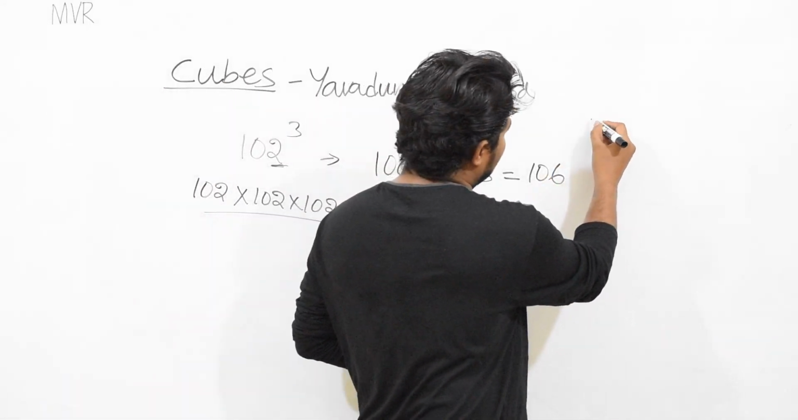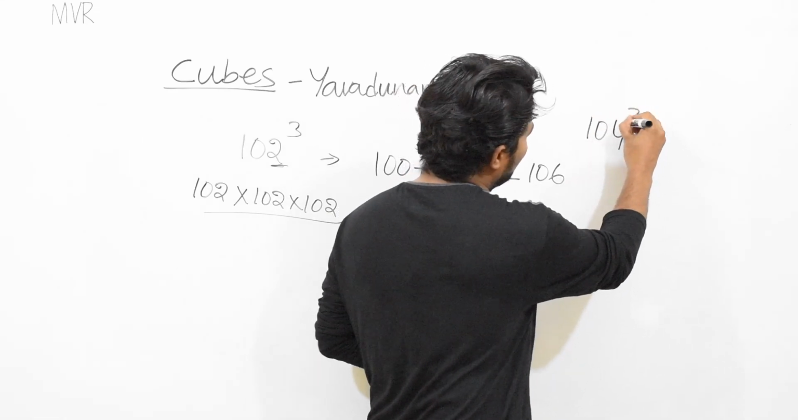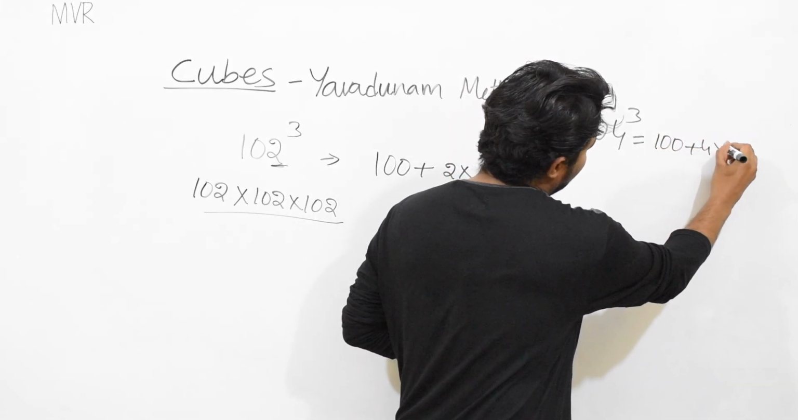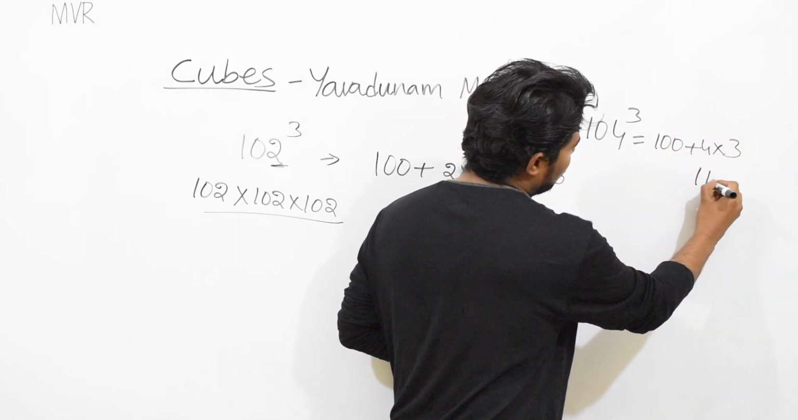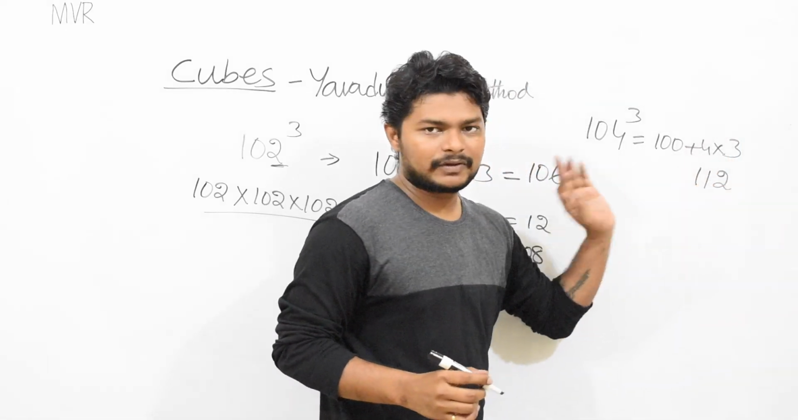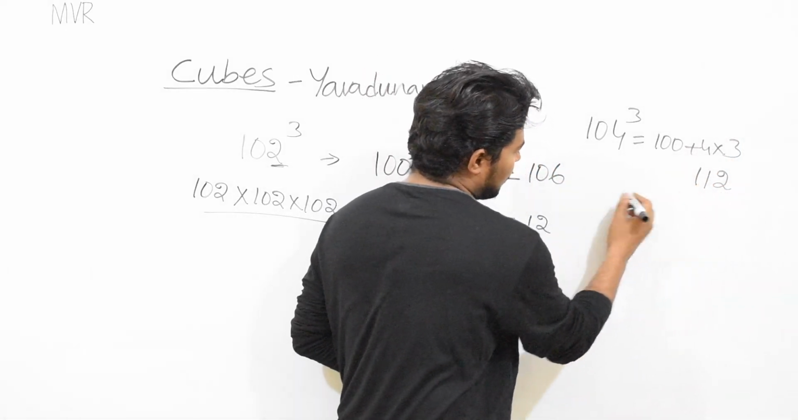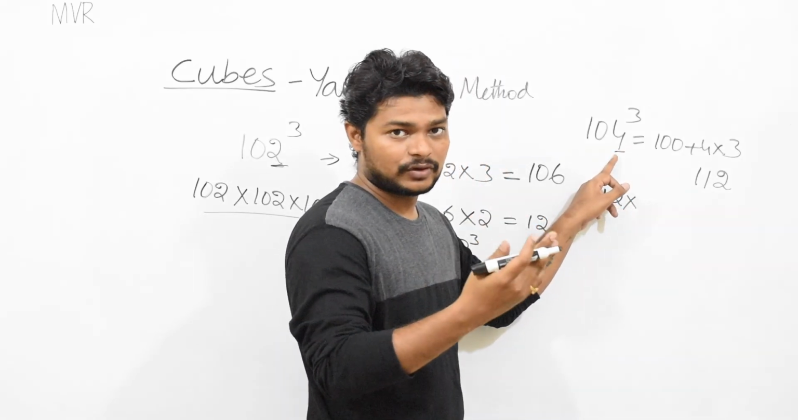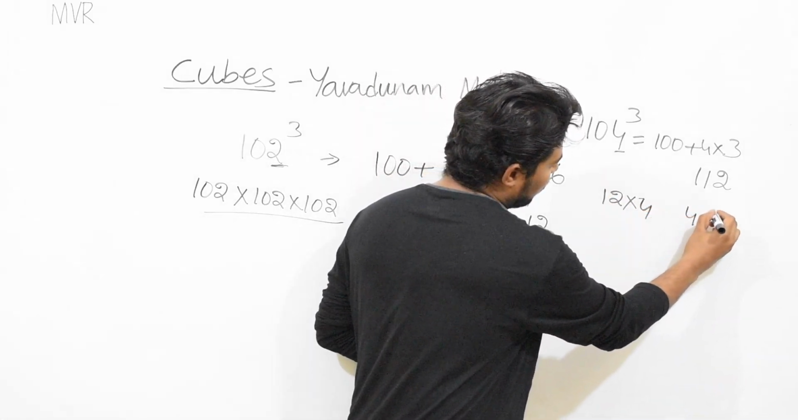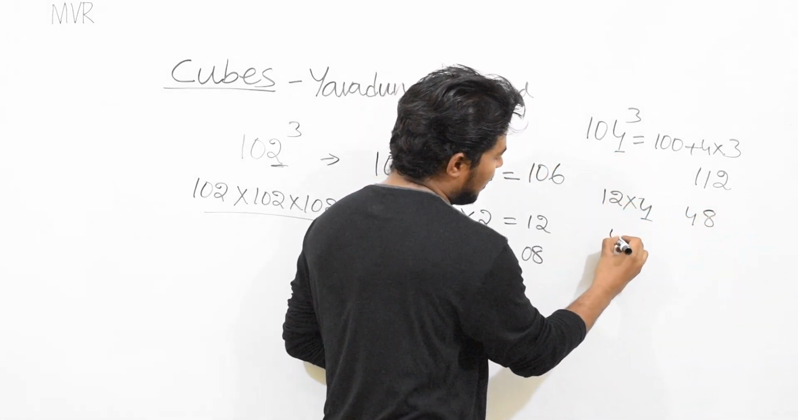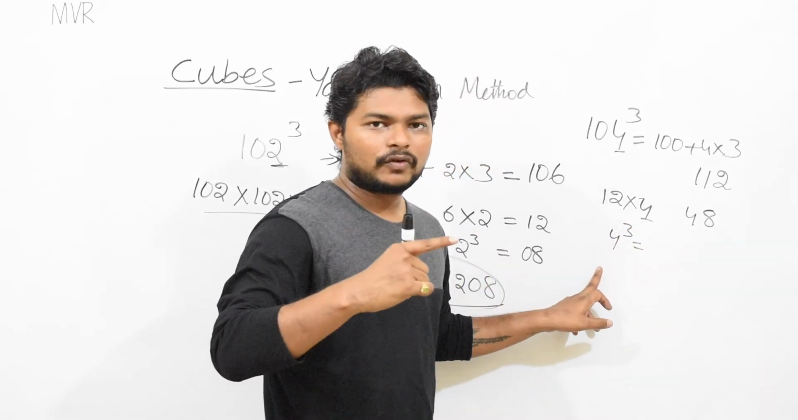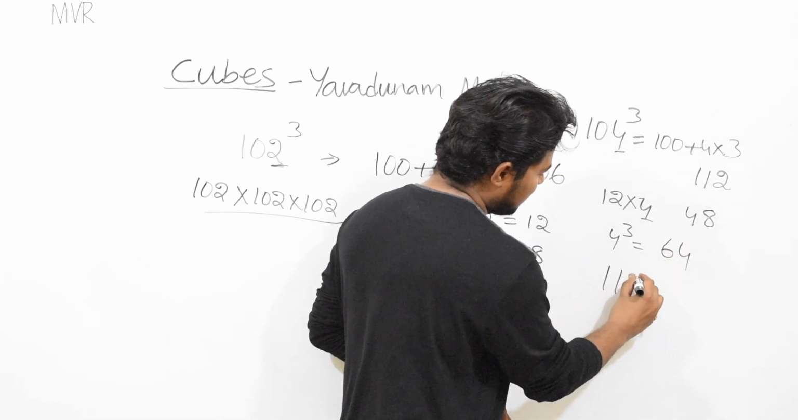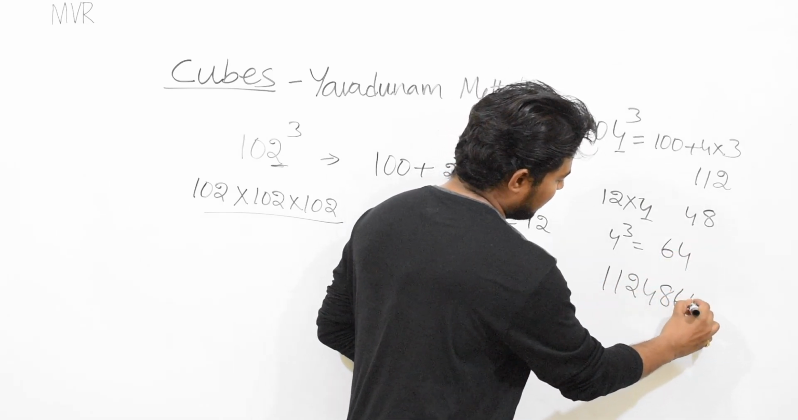104 cube. 100 plus 4 into 3. This value is equal to 112, that is 100 plus 12. Now take this excess 12 and multiply with this excess 4. This will be equal to 48. Now take this 4 and cube it. 4 cube: 4 into 4, 16, into 4, 64. So 64. Now write the first part, the second part, the third part.